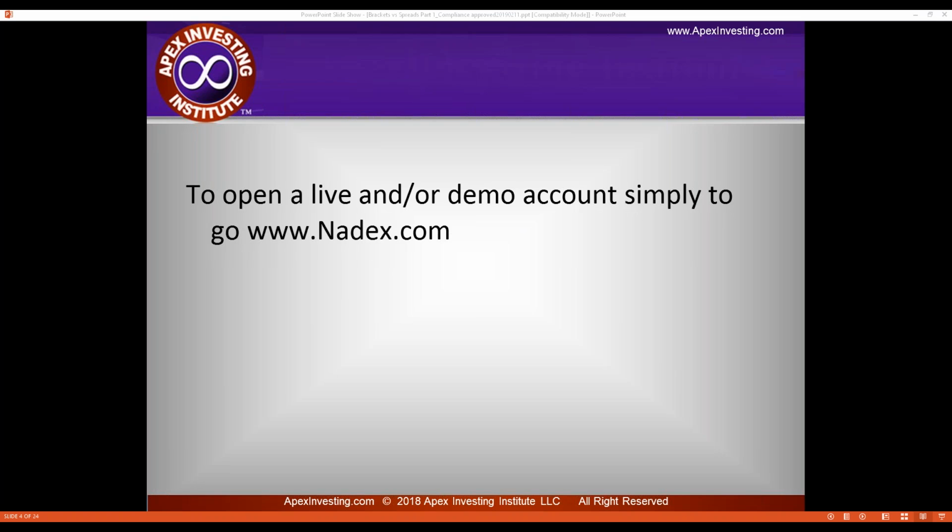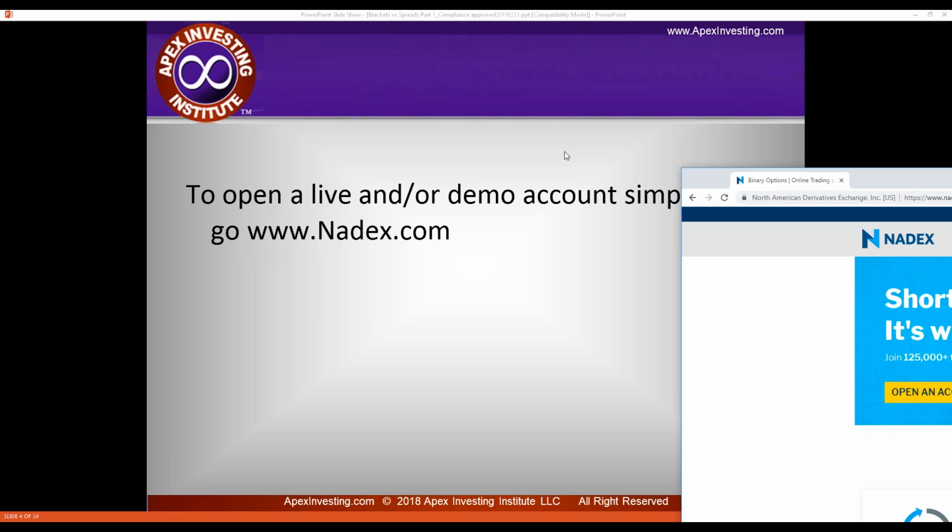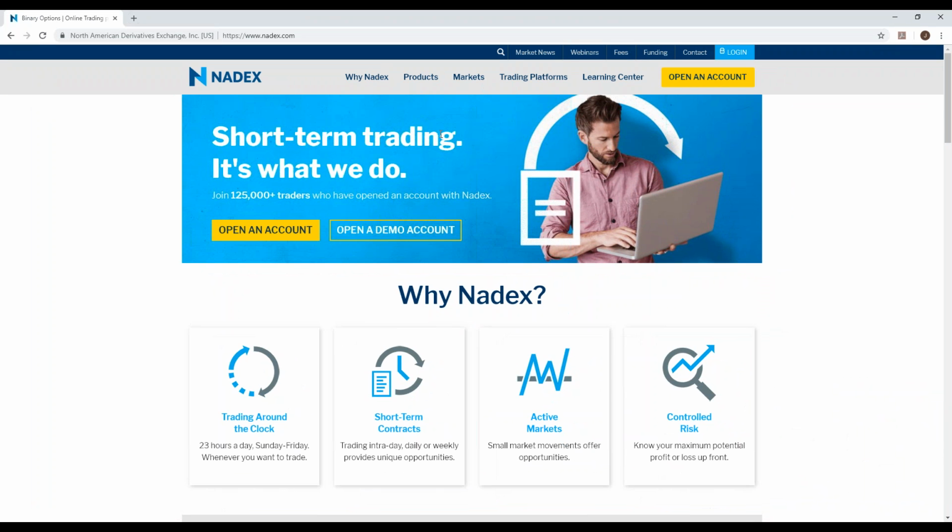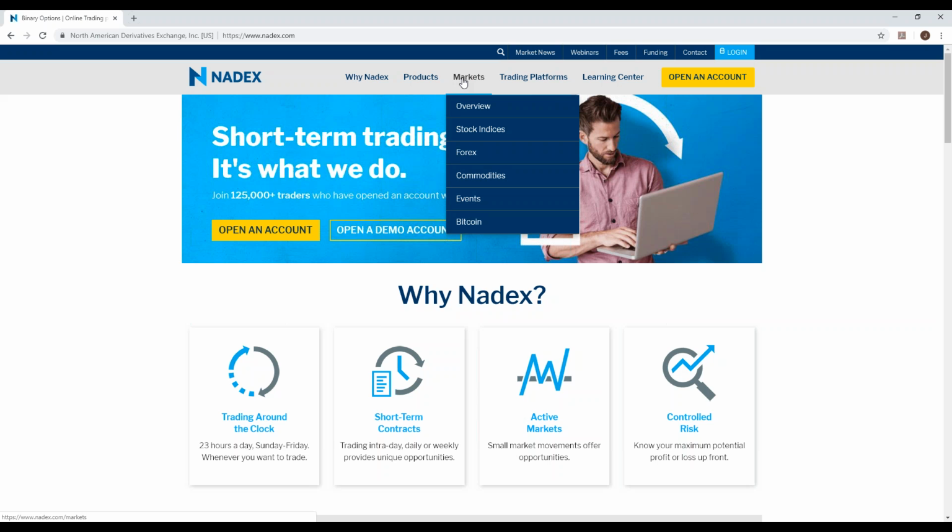If you're brand new to Nadex, make sure to hop on over to nadex.com, and you can get some great information here about the different products that Nadex offers. Like I mentioned before, the 3 different options there: binary options, touch brackets, and call spreads, what markets those are offered on, and time frames, expirations, and so on.